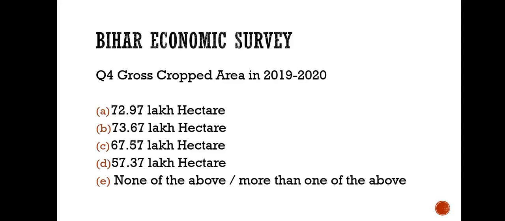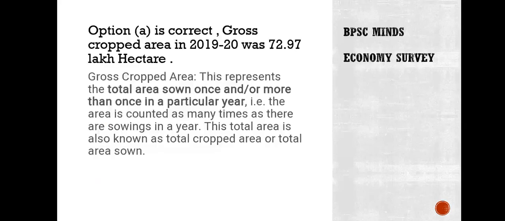Gross cropped area in 2019 to 2020 was, let's see the answer. Option A is the correct. The gross cropped area in 2019 to 2020 was 72.997 lakh hectare. And what is a gross cropped area? This represents the total area sown once and or more than once in a particular year. That is, area is counted as many times as there are sowings in an acre.